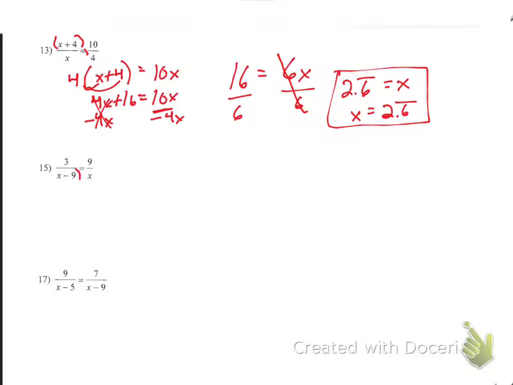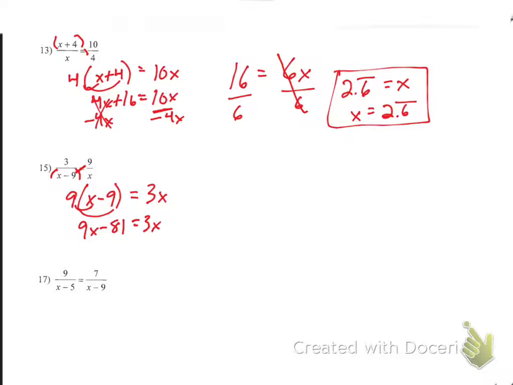All right, parentheses here. So I'm going to do this right here. So it'll be 9 parentheses x minus 9 is equal to 3x. So I'm going to distribute this. So 9x minus 81 is equal to 3x.